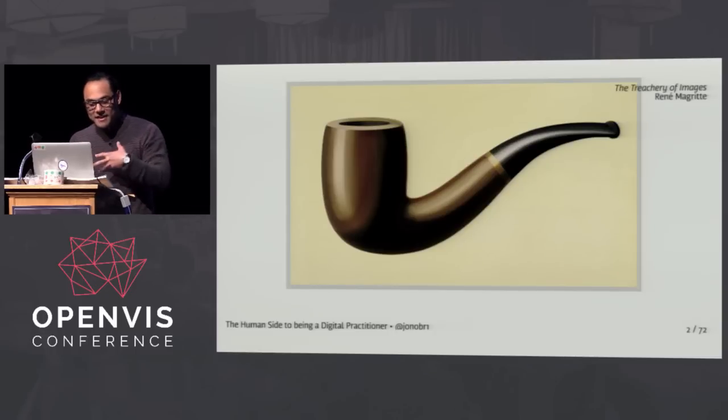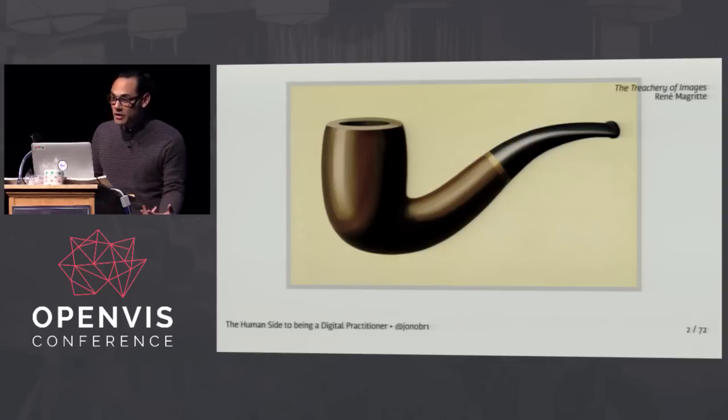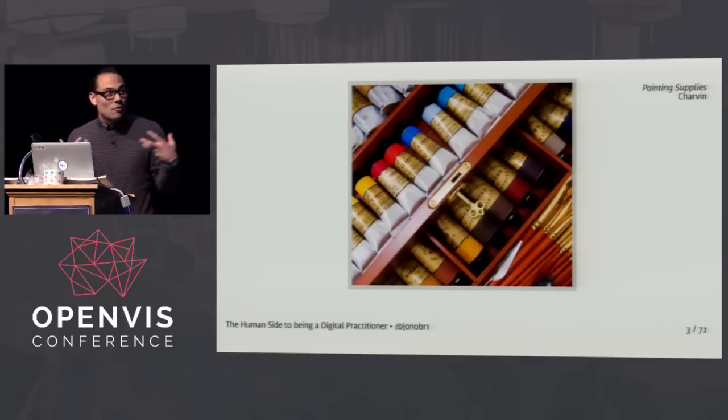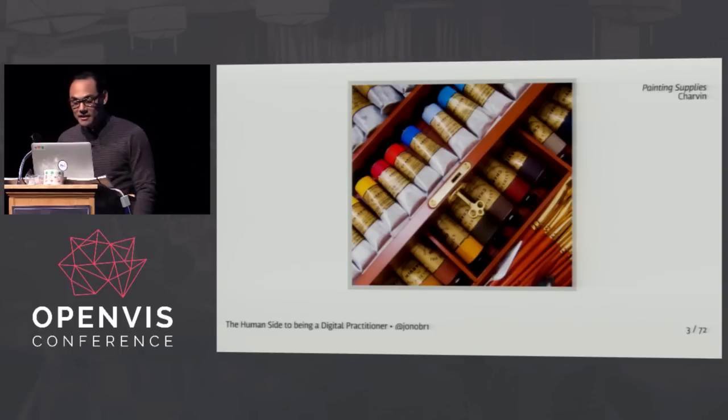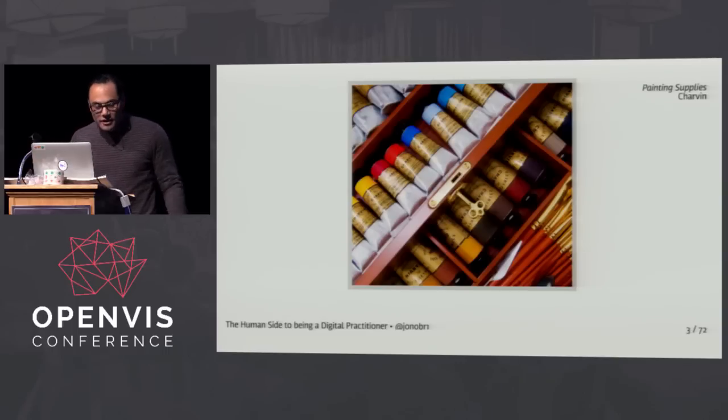If we take a step back and look at the tools that Magritte used to make his work, paints, paint brushes, specifically oil paints for that painting, The Treachery of Images, it's less clear that there's a story and an intent and an ideology behind what's being made. And I would argue that has translated to the digital as well.